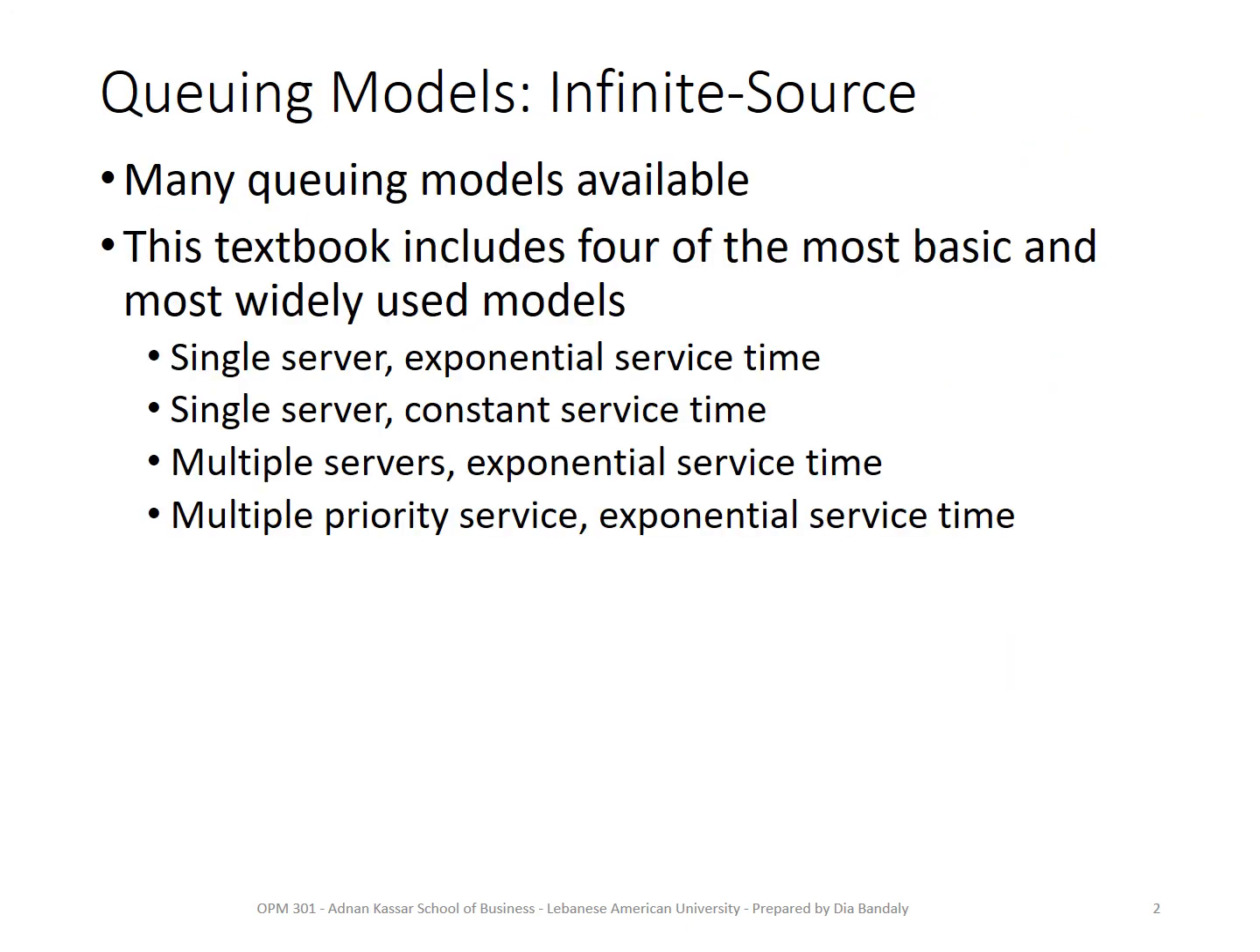So depending on the characteristics that we have, you build the different models. In our textbooks, we have four models that are well explained with problems and examples. So what are these? We have a single server. You learned what it means, and the service time is exponentially distributed. Also, you have another one, also single server, but the service time is constant. Then we have multiple servers with also service time that's exponential. And finally, we have a model where we have different priorities.